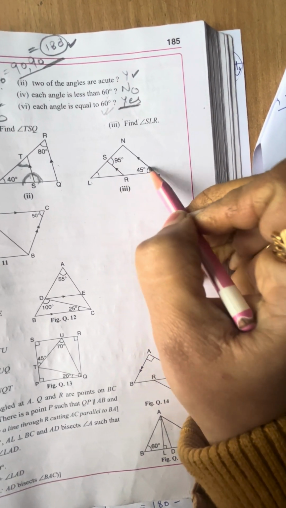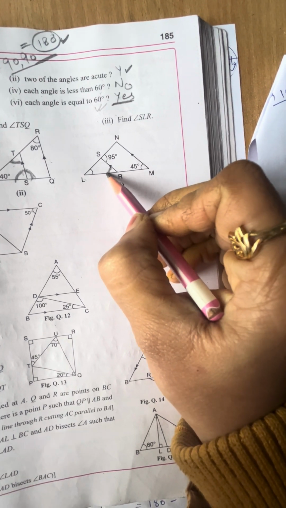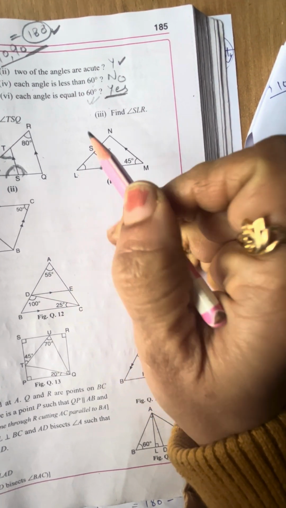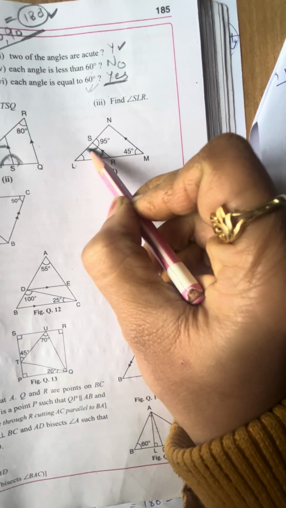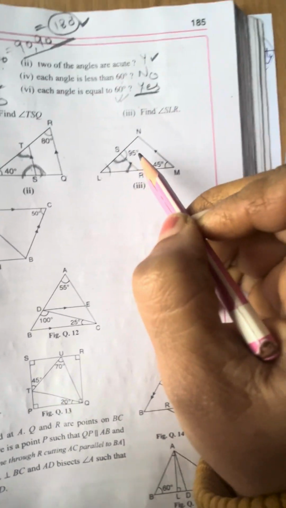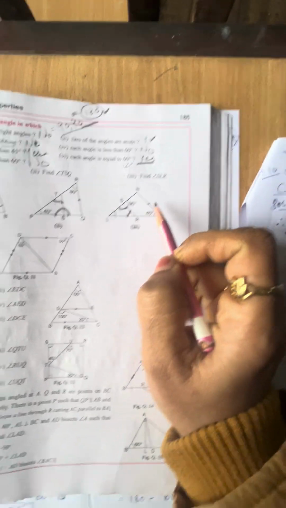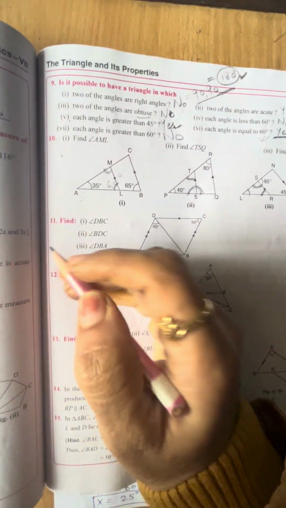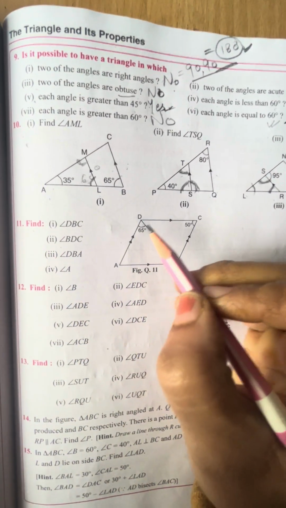Okay, so the next, third part, is SLR. This angle is 45 degrees, again by corresponding angles. This angle you can find by the linear pair. Then you will get your third answer by subtracting these two angles from 180 degrees. Okay, then question number 11.